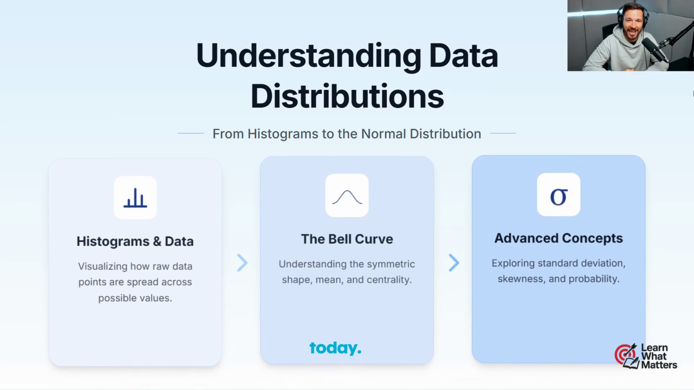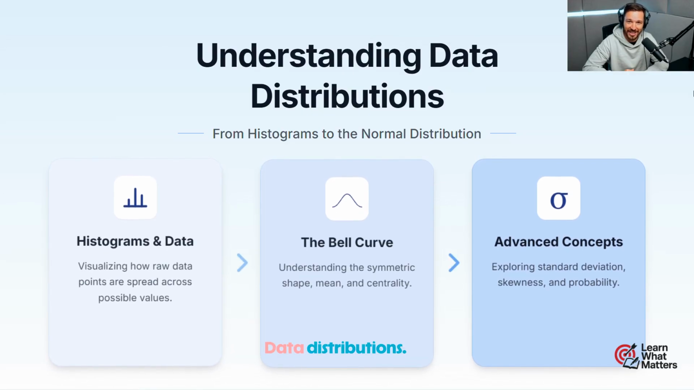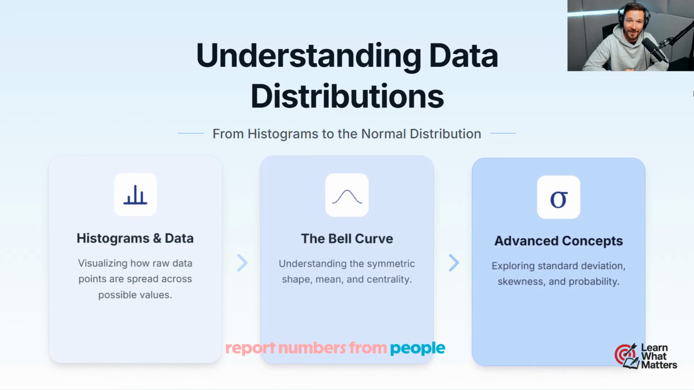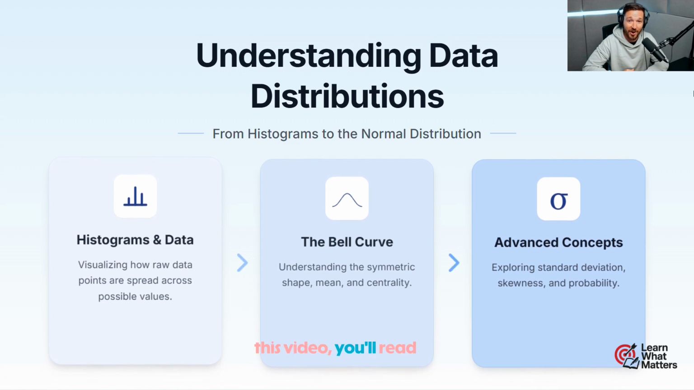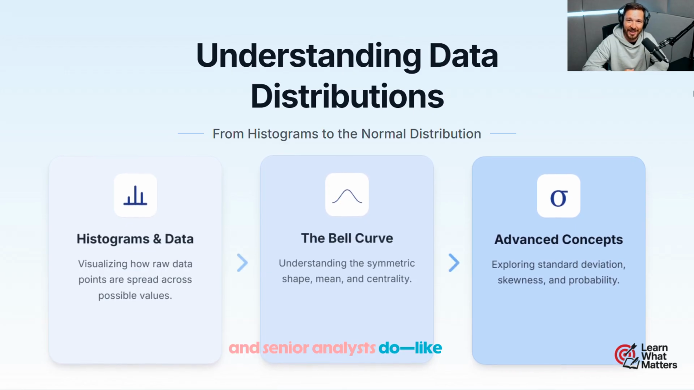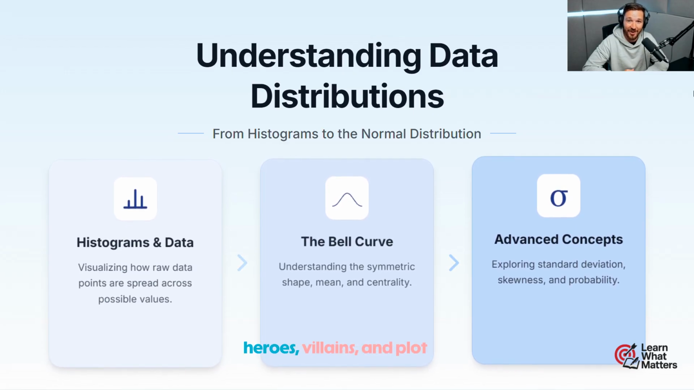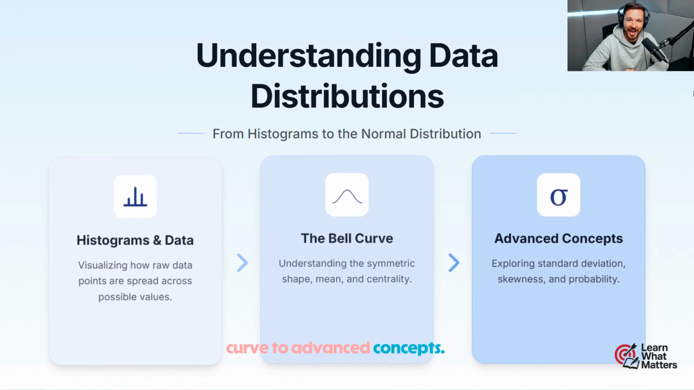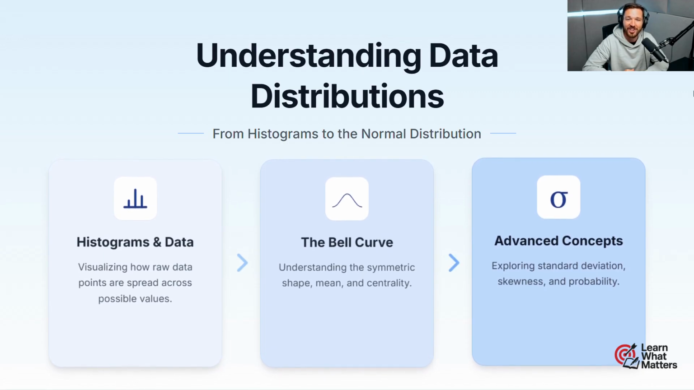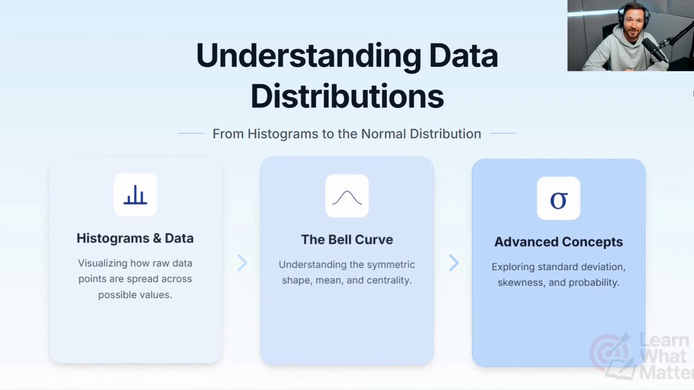That's what we're covering today. Data distributions. This is the skill that separates people who report numbers from people who make million-dollar decisions. By the end of this video, you'll read data the way executives and senior analysts do, like a story with clear heroes, villains, and plot twists. We're going from raw histograms to the bell curve to advanced concepts. No fluff, just what you need to sound like you've been doing this for years. Let's go.